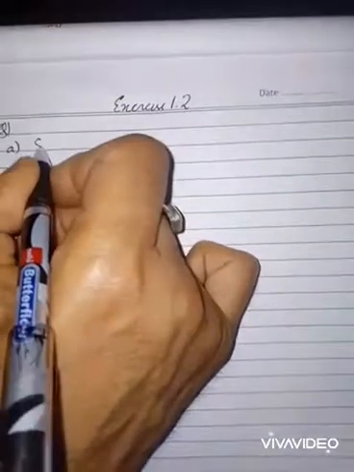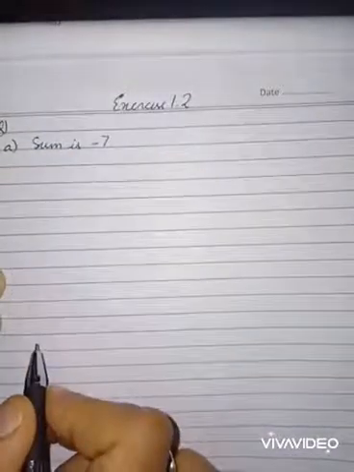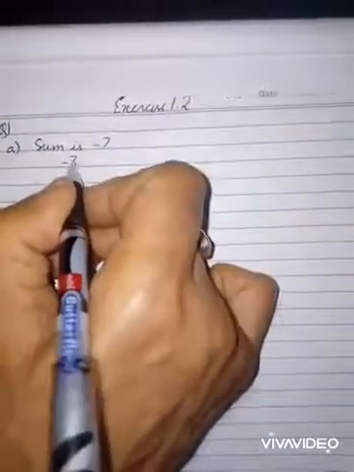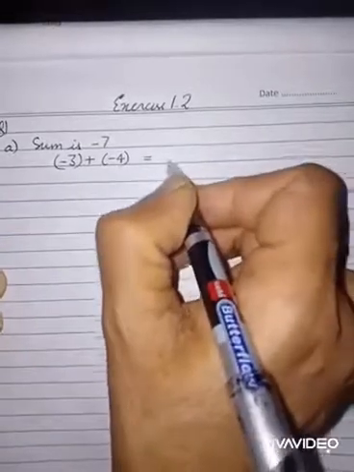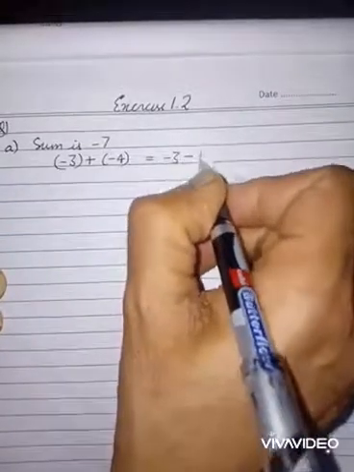Now what we have to do in question number 1, we have to write down a pair of integers whose sum is -7. So the two integers which I am taking are -3 and -4. On adding -3 and -4, I get my desired result, that is -7.